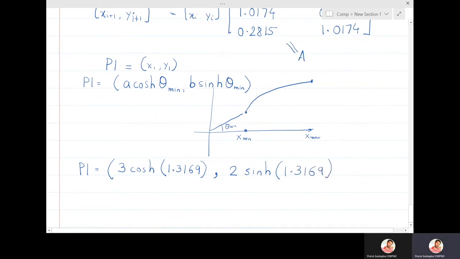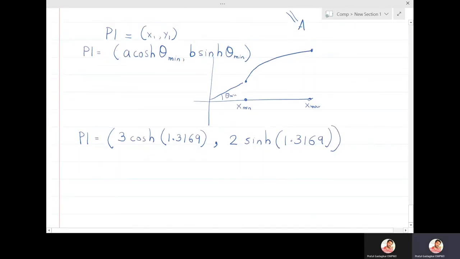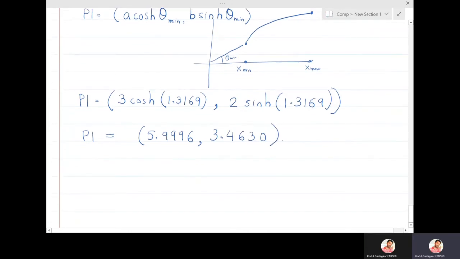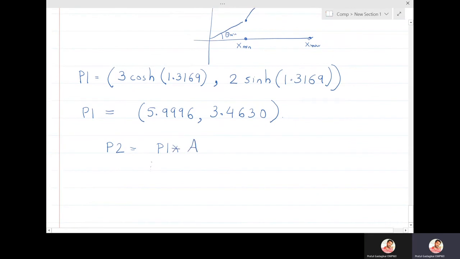Okay, and now I will go to my calculator and calculate this first point P1. This first point P1 comes out to be 5.996, comma, 3.463. This comes up to be your first point, and then you know how to generate the second point. The second point will be P1 star A and so on, and you will generate the 5 points, till P5 is equal to P4 star A.